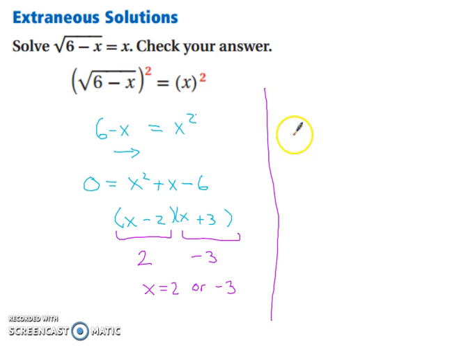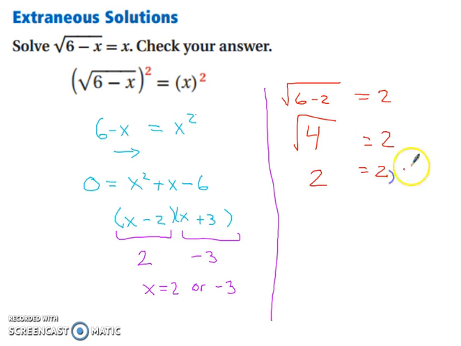So now let's check our work. So we have the square root of 6 minus 2, and we want to make sure that equals 2. So we have the square root of 6 minus 2, which is 4. So we have the square root of 4, which is in fact 2. So the first one worked out okay. So now let's try the next one.